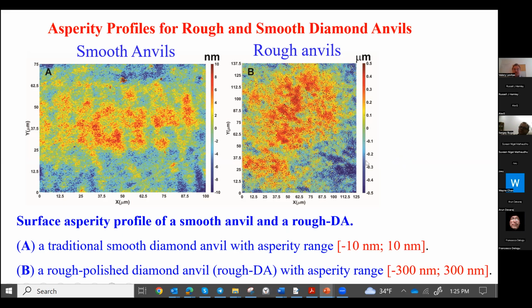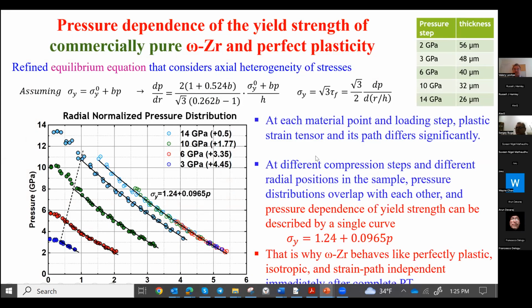And that is why we increased, using several methods, the height of asperities for diamond anvils from 10, what was used before, to 300 nanometers. And with these rough diamonds, indeed, shear stress reaches the maximum possible value equal to yield strength in shear. And we slightly advanced the non-equilibrium equation, which connects measured pressure gradient and pressure dependence of yield strength in shear.